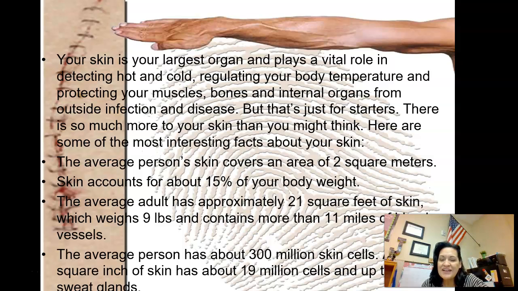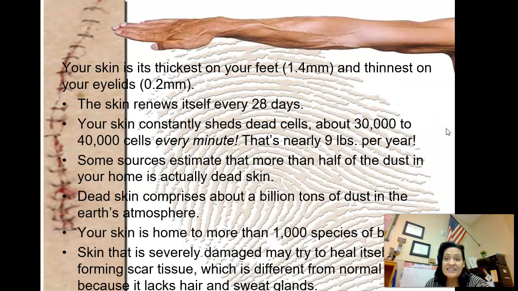The average person has about 300 million skin cells. A single square inch of skin has about 19 million cells and up to 300 sweat glands. Your skin is thickest on your feet and thinnest on your eyelids. Your skin renews itself every 28 days. Your skin constantly sheds dead tissues, about 30,000 to 40,000 cells every minute.